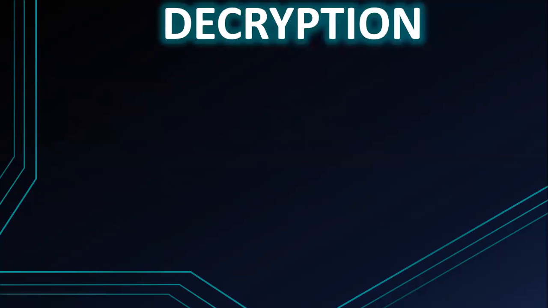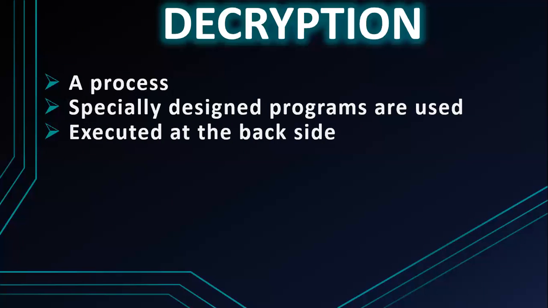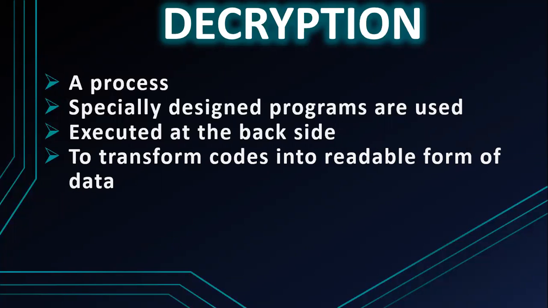Now decryption, what is decryption? It is also a process. It is done at the receiver end. Encryption is done at the user end, meaning the sender end, and decryption is done at the receiver's end. The same programs are used to attempt this task. It is also executed at the backside. It transforms unreadable data into readable form. The purpose of decryption is to bring data back into its original shape to be understood by the receiver.